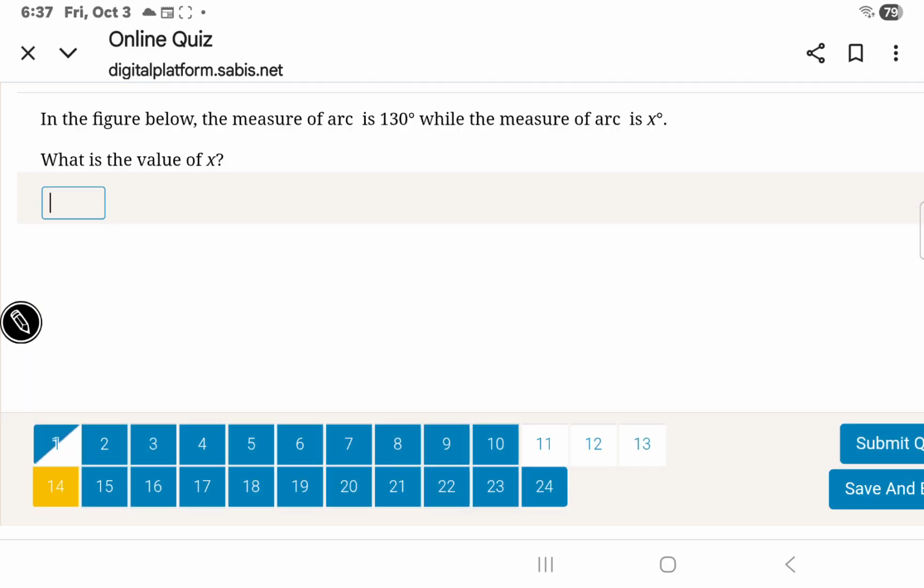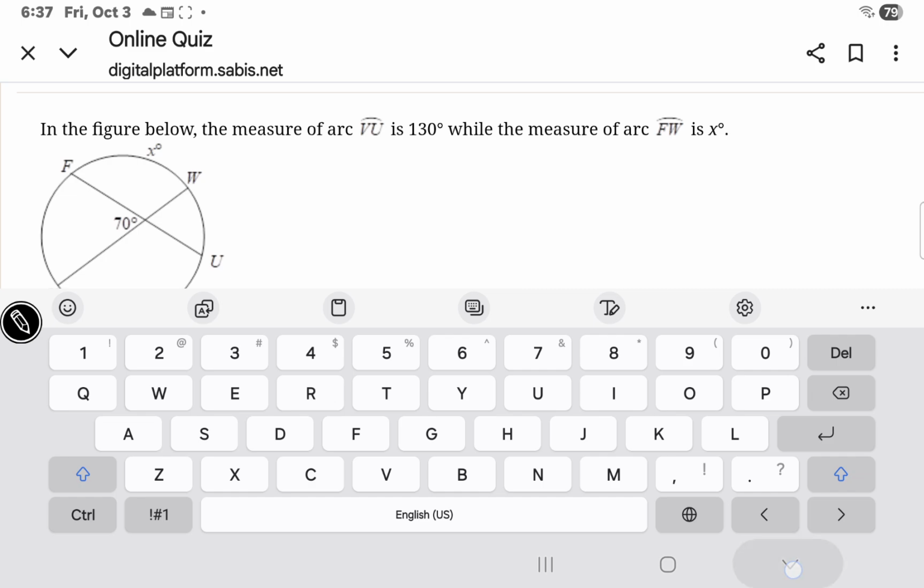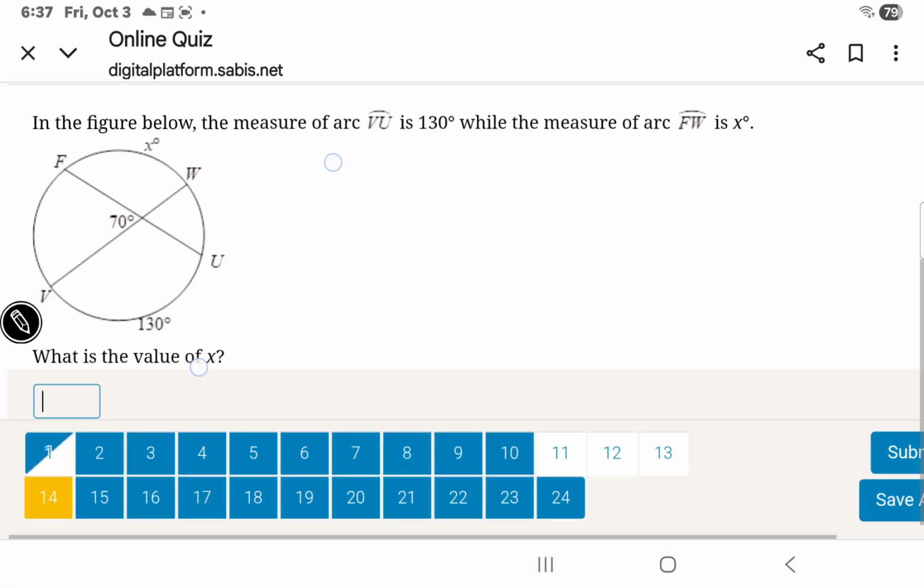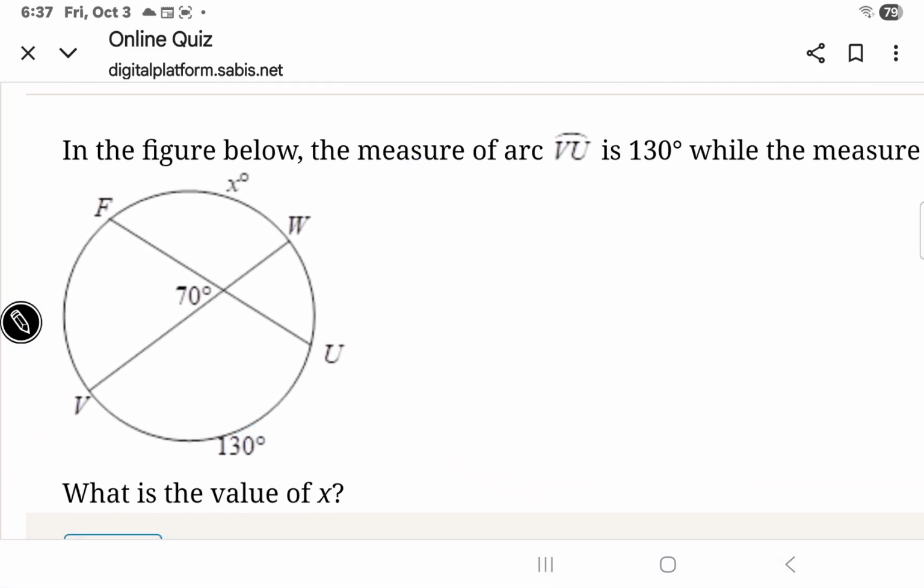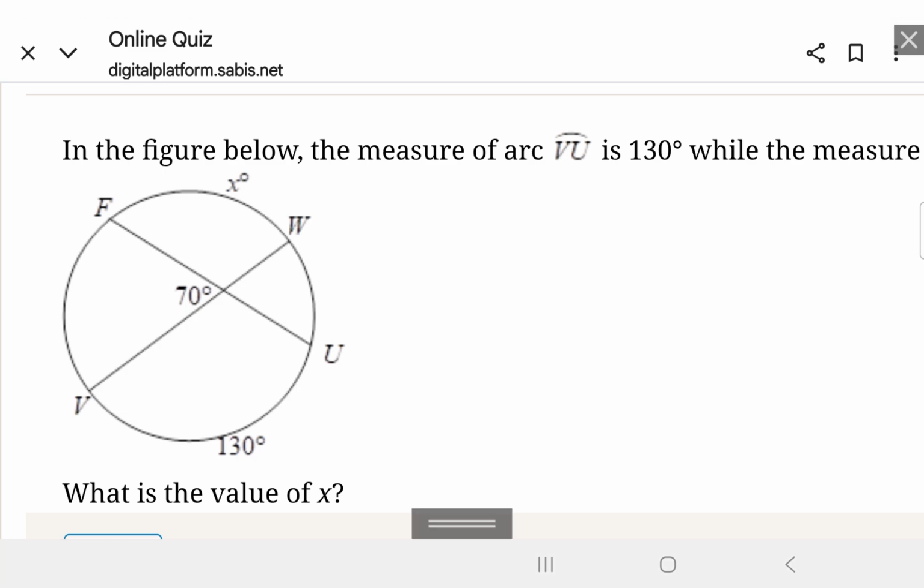Number 14. Again, here you have to calculate the value of x. X is an arc, and we know that the arc is equal to twice the angle inscribed opposite to it. So first step, let me draw this line here. This angle is opposite to this arc, so it's half the arc. This is 65.